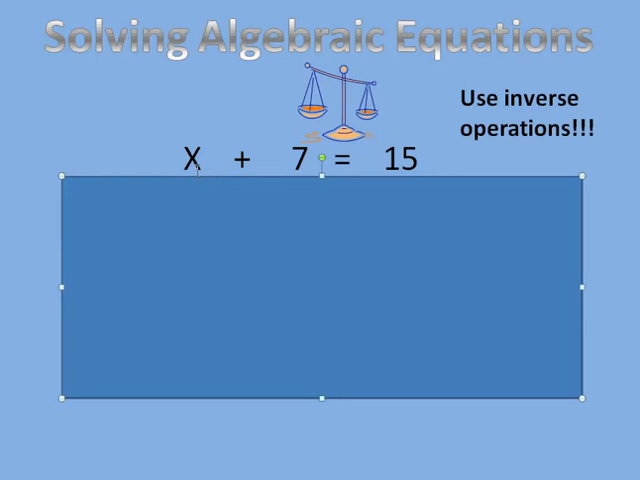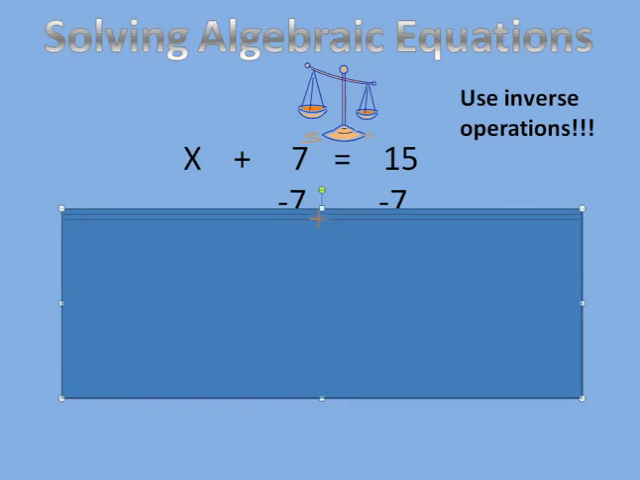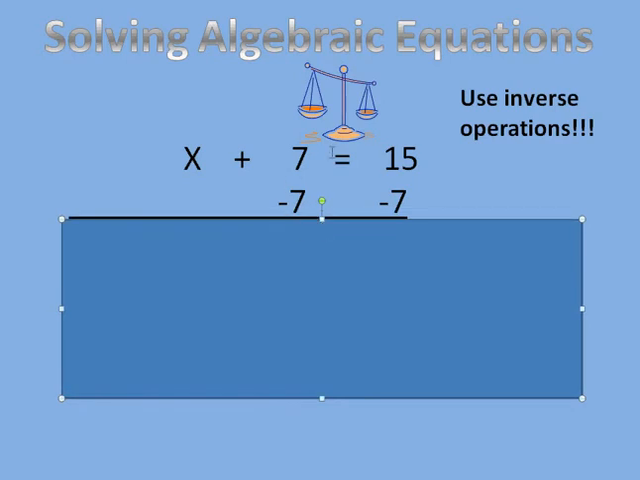Now the first equation I have is x plus 7 equals 15. Well, since I am taking my variable and I'm adding 7, I want to use the inverse operation. I want to subtract 7. And since I subtract 7 on one side of the equal sign, I have to subtract 7 on the other side of the equal sign too. Remember, whatever I do on one side of the scale, I have to do the same thing to the other to keep that scale balanced.